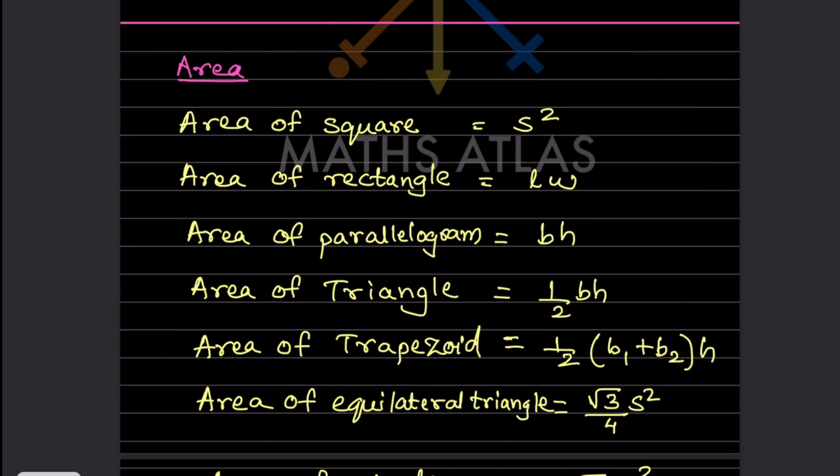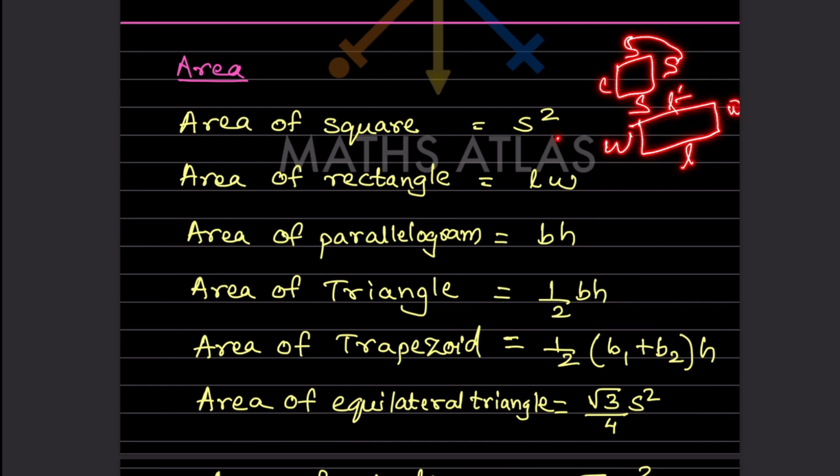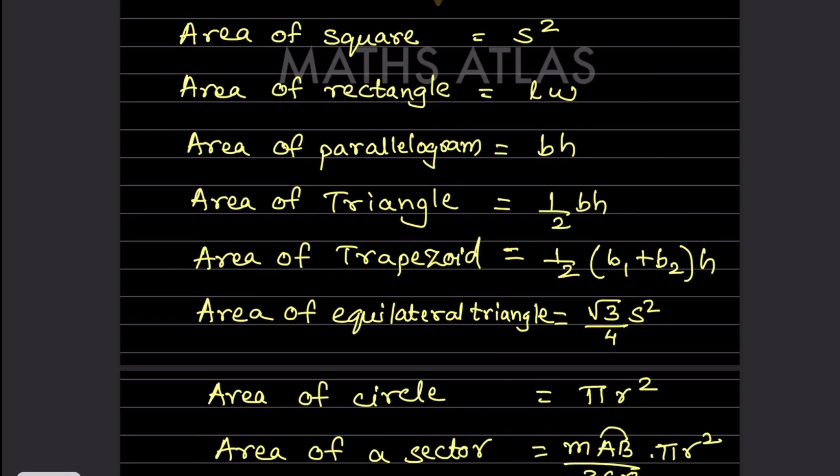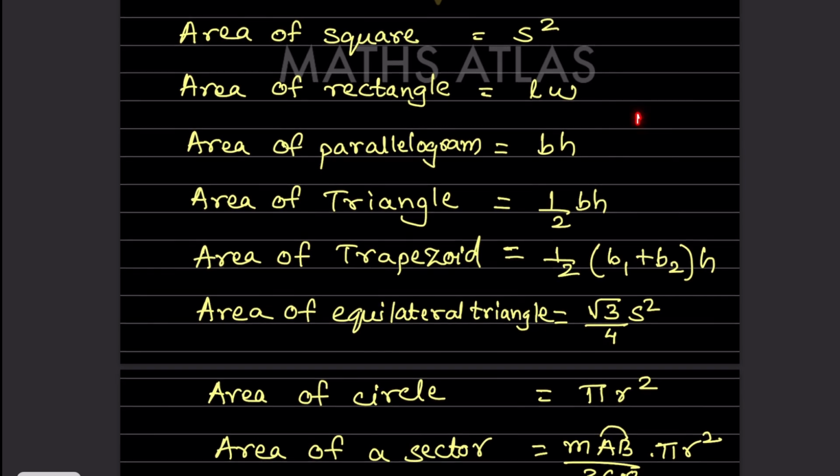Now for the areas. For the area of a square, the sides are S and S, so we just take these two sides, that is S square. Again, for the rectangle, we take length and width. The area of a parallelogram is BH, that is base into height. Area of a triangle is half into BH.